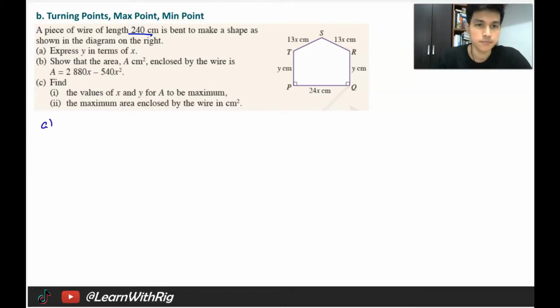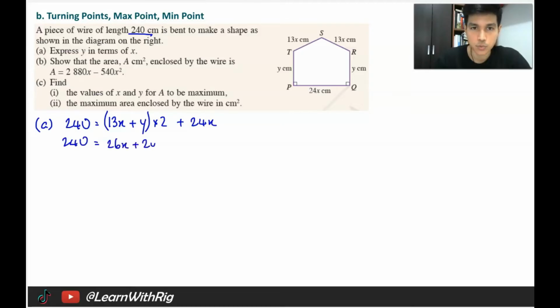So we just use the perimeter. So 240 equals 13x plus y plus 24x. Sorry, before that, times 2 first. I make this times 2. Then plus 24x. So you should get 13 times 2 is 26x plus 2y plus 24x. So 240 equals 26 plus 24, you get 50x plus 2y.